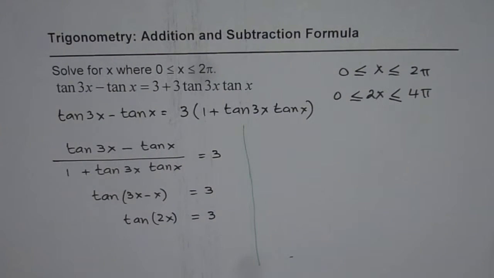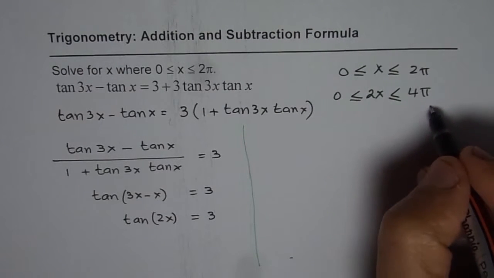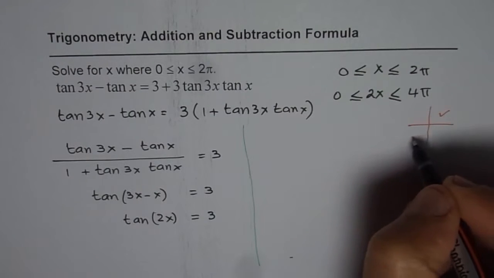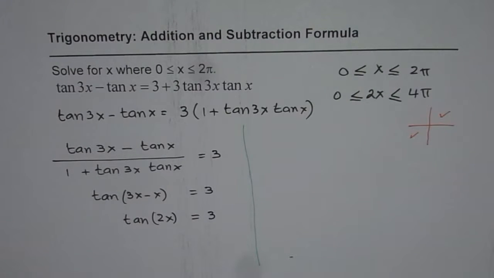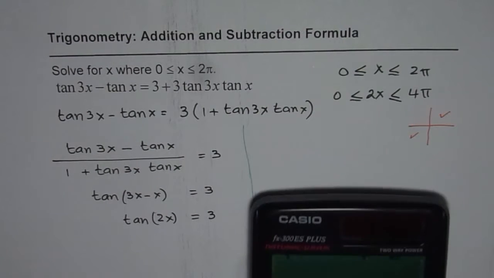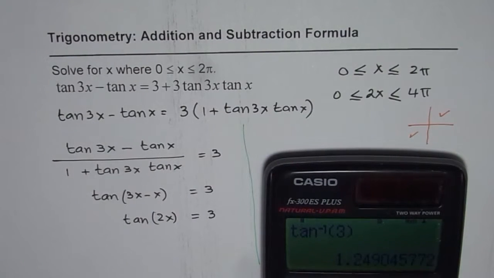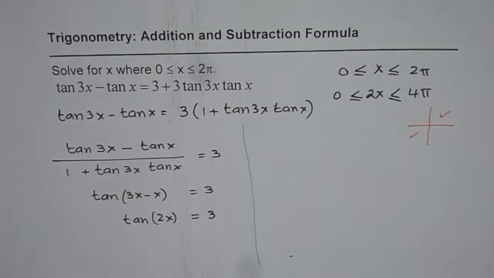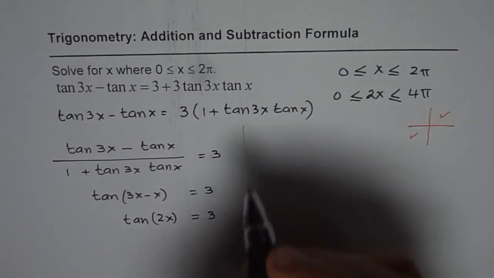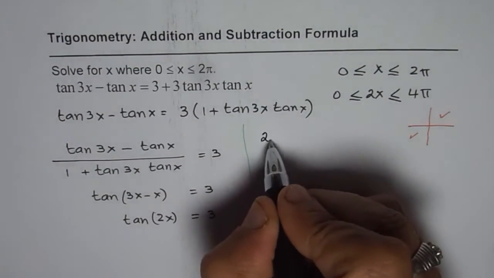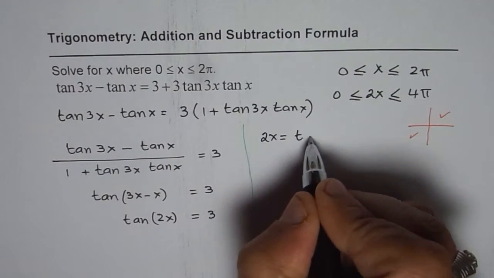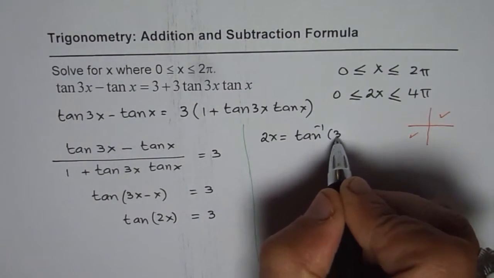So we can use the calculator, and we know tan is positive. That means we are looking for values in quadrant 1 and in quadrant 3. So let's first find what is tan inverse of 3. So shift tan inverse of 3 is equal to 1.2490. So let's find what 2x is. So 2x is equal to tan inverse of 3.